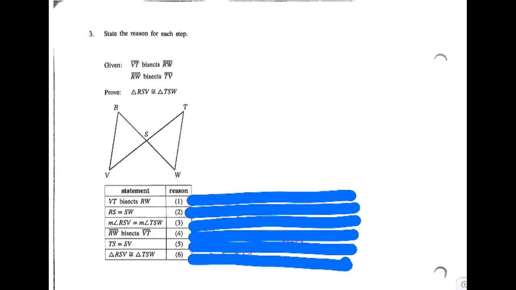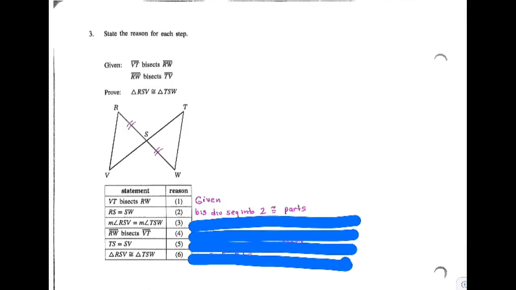Number 3 on the next page. Again, not a whole lot of room, so we just write the answer to the side. This is set up much like number 1 on the first page. VT bisects RW. That is given. If RW is bisected, I'm going to mark it like that. And the next statement is what I had just marked, that RS is congruent to SW, and that's because a bisector divides a segment into two congruent parts.